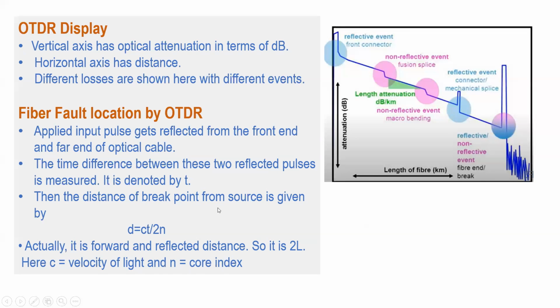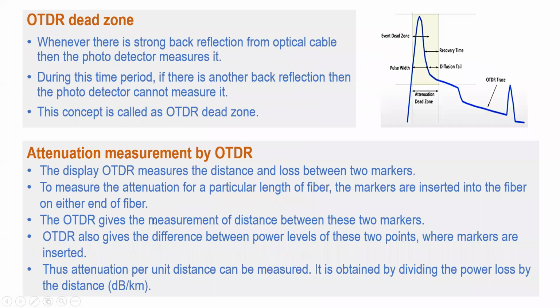Then the distance of the break point from the source is given by D = C × T / 2N, where C is the speed of light and T is the time taken. The distance traveled is 2 times L, since it is the forward and reflected distance, where N is the refractive index of the core.